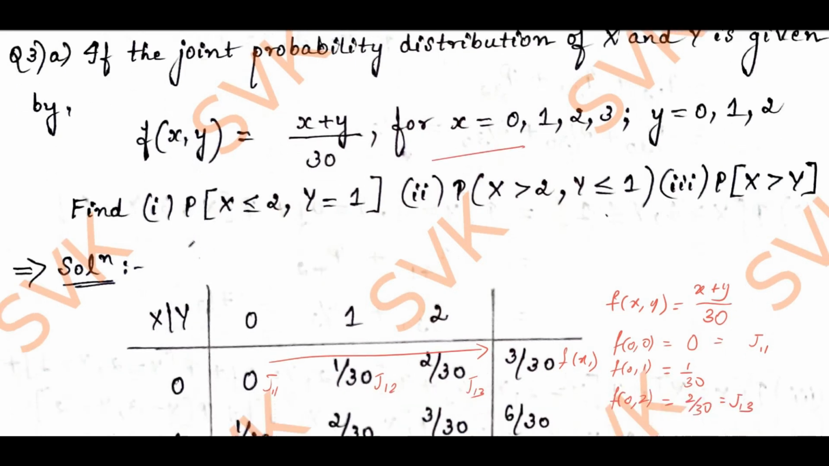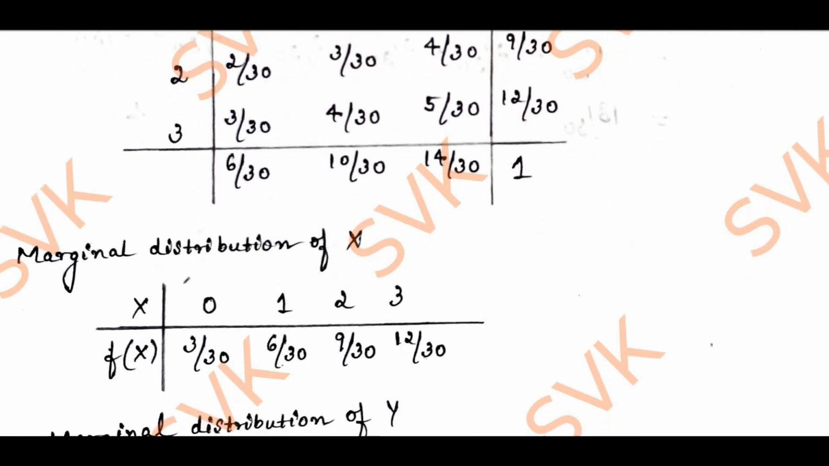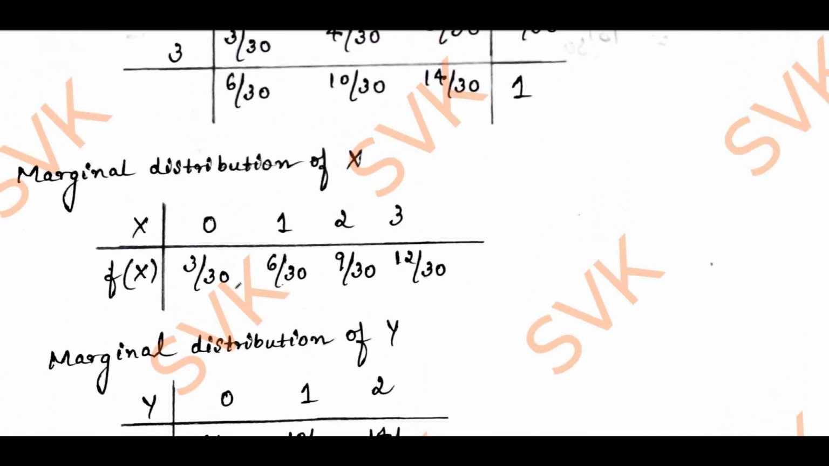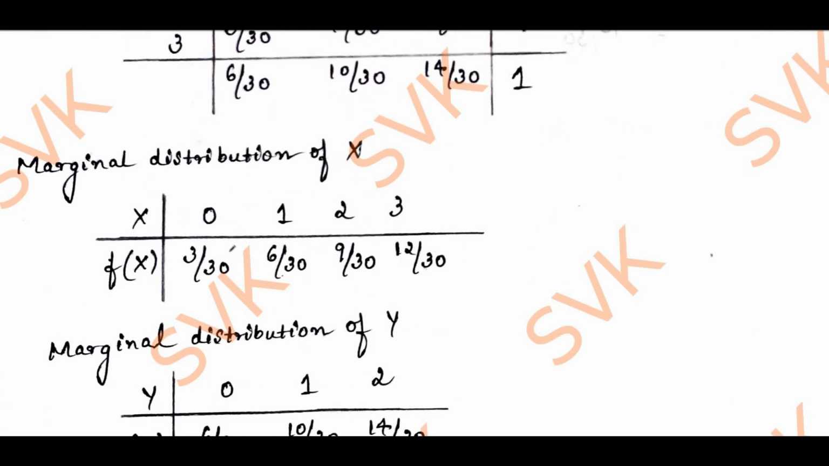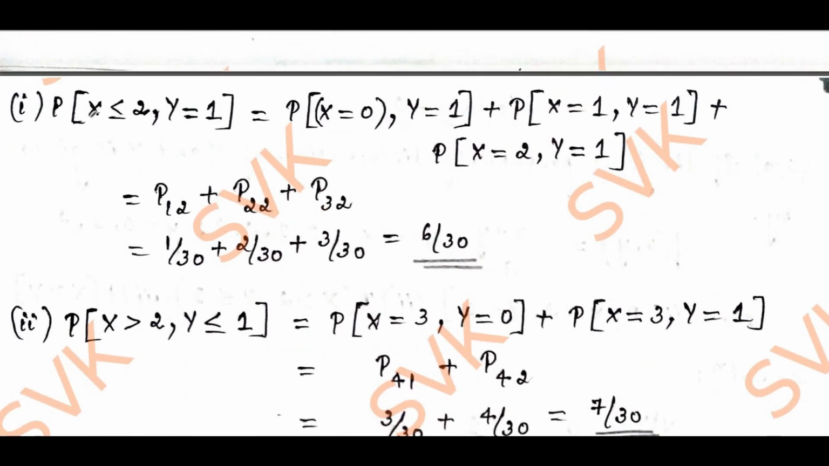Next, we are going to find the probability distribution. They are asking to find the probability of x less than or equal to 2 and y equal to 1. I have found the marginal distribution of x and y. So here we have the probability of x less than or equal to 2 and y equal to 1. It means x is less than or equal to 2, so the value set of x is 0, 1, 2, and y equal to 1.